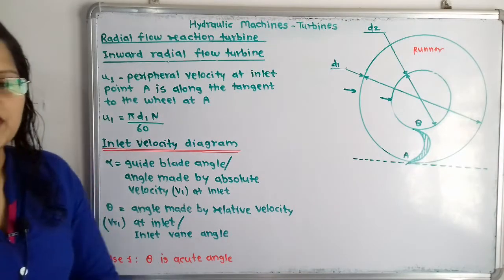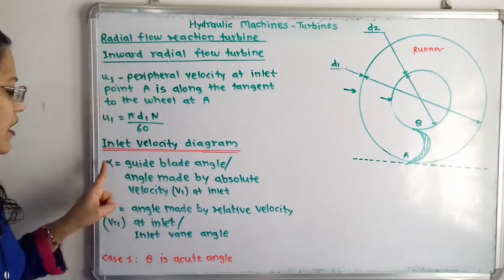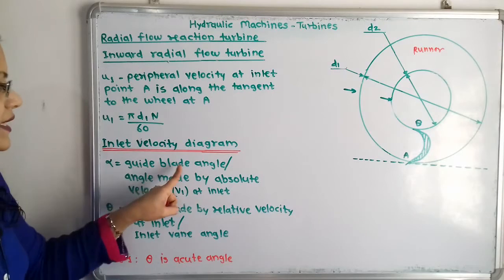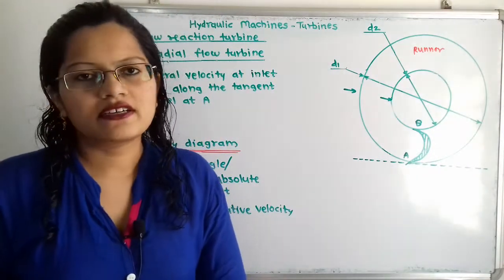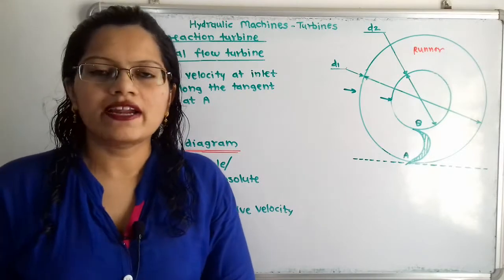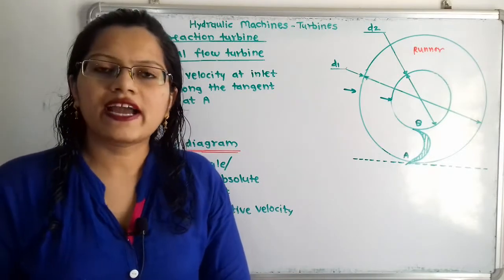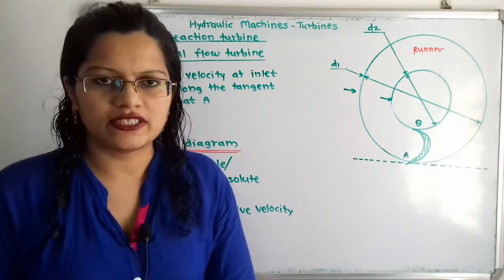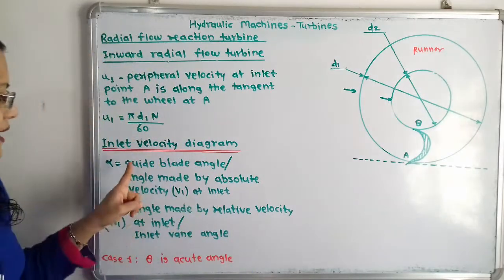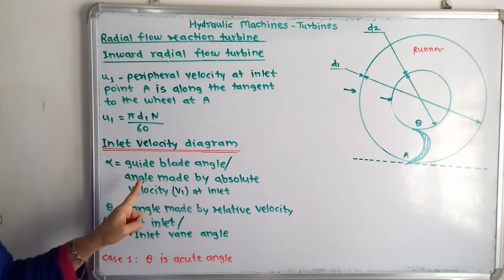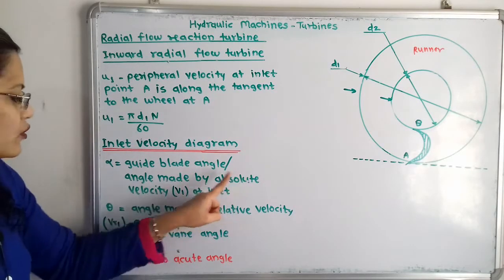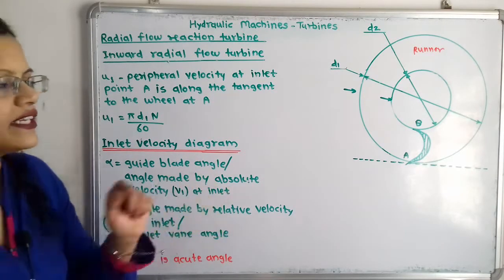Now alpha. We will consider alpha, the guide blade angle. We know that water first enters into the guide wheel, and in that wheel there are the guide blades which are stationary, and this guide blade angle is known as alpha, and that is also the angle made by the absolute velocity v1 at the inlet.